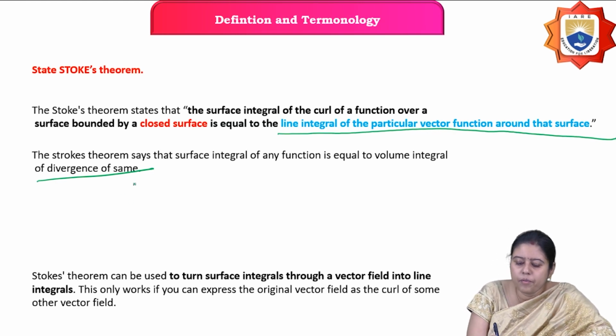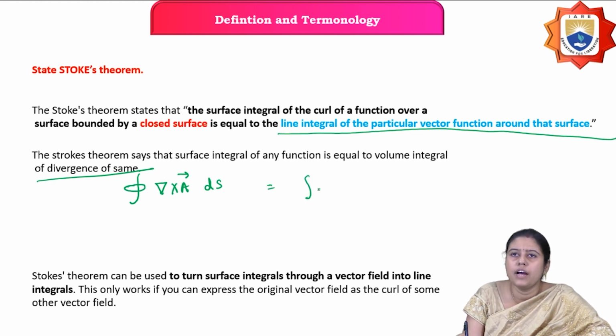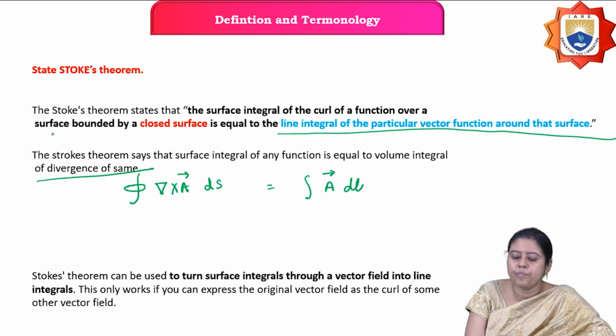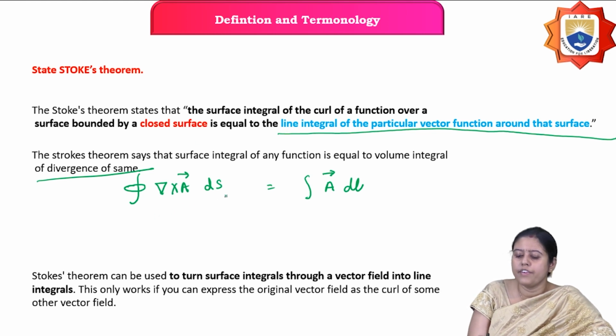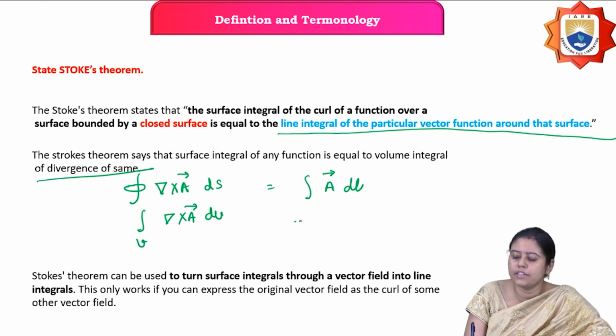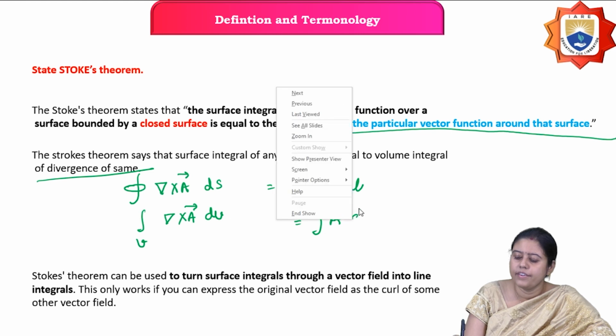So in symbols, the surface integral of grad cross A ds over a surface is equivalent to the line integral of A dl around the bounded closed path. Similarly, we can write the volume integral of grad dot A dv is equal to the surface integral of A ds.